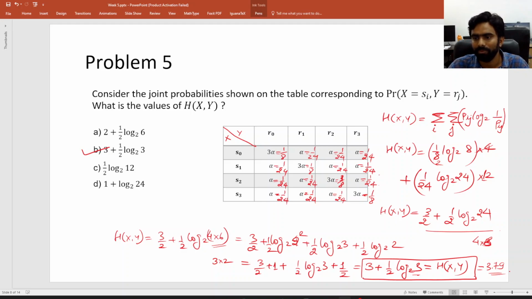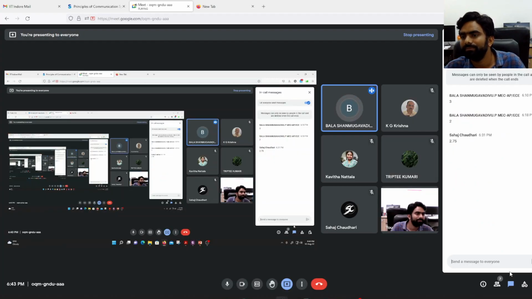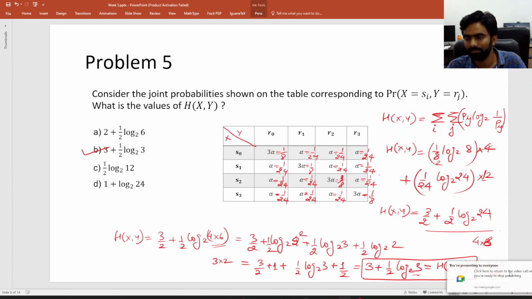We will move to problem number 6 now. So is this problem clear to all, or any doubt in this one? Should I wait? Yes, sir. So we are expanding log of m into n as log of m plus log of n. Why do we have to add the last step, 1 by 2 log base 2 of 2?